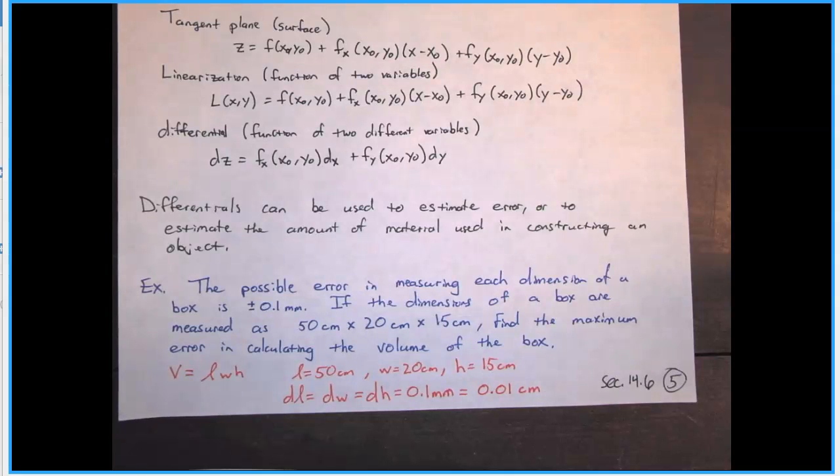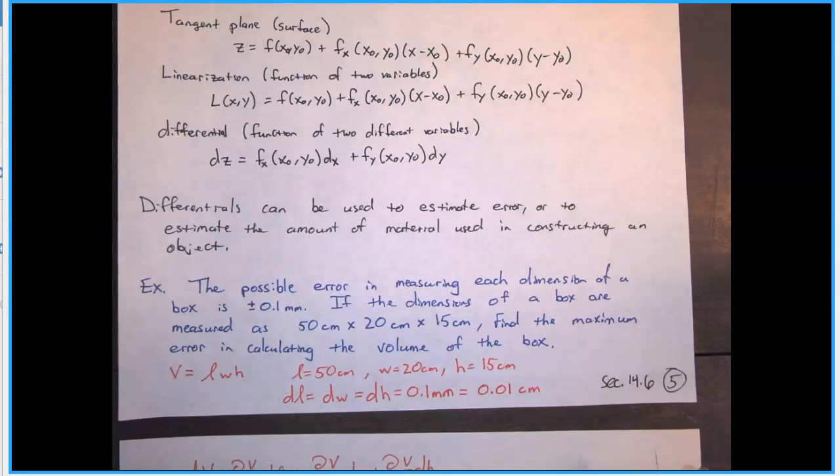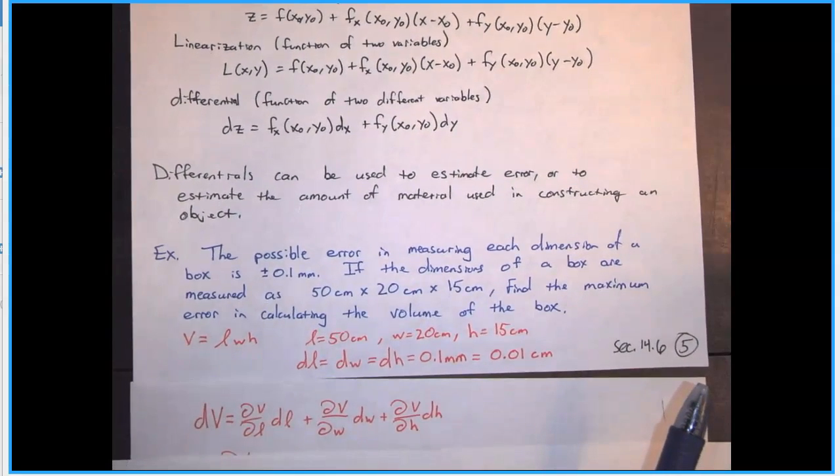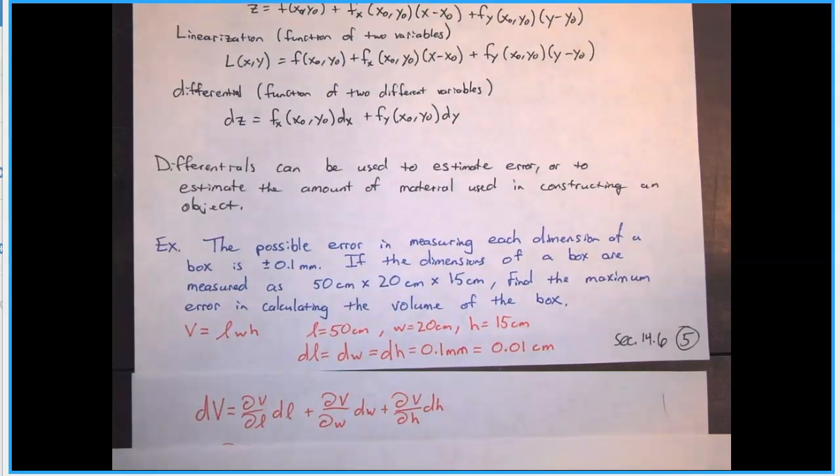And now we can look at the equation for the differential. The volume is a function of three variables, so I'm going to have three terms in my differential. The partial derivative of V with respect to L, dL, plus the partial derivative of V with respect to W, dW, plus the partial derivative of V with respect to H, dH.